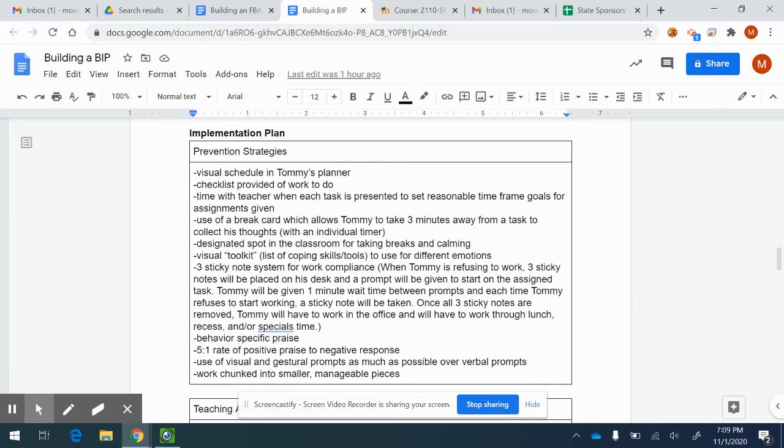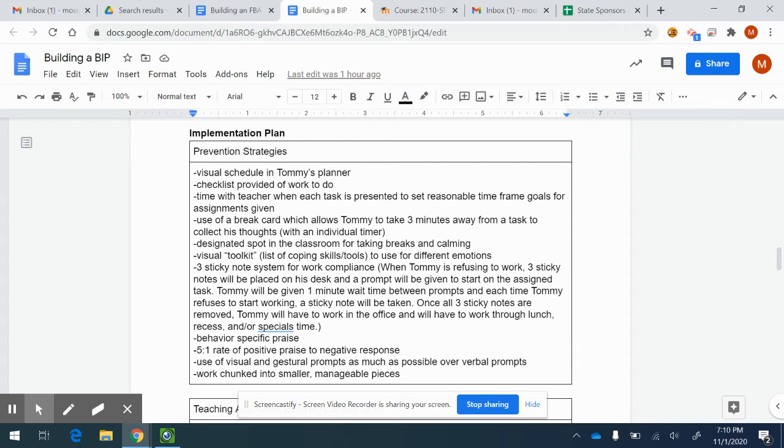Use of visual and gestural prompts as much as possible over verbal prompts. This is especially helpful when he is escalated or when he's upset. Talking to him when he is upset, he verbalizes very well, "I can't think. I don't want you to talk to me." I mean, he will tell us exactly what he's feeling.